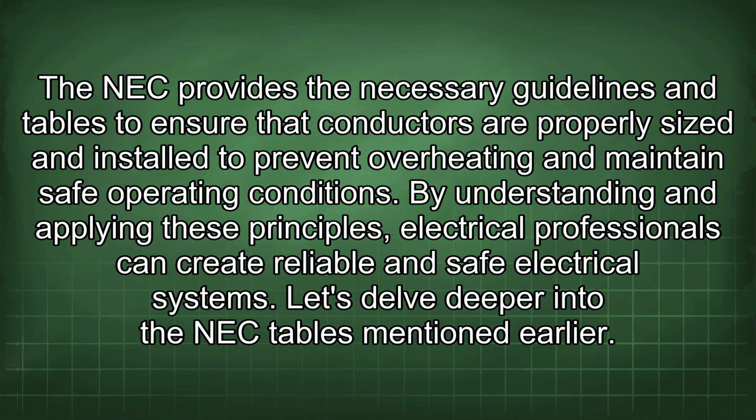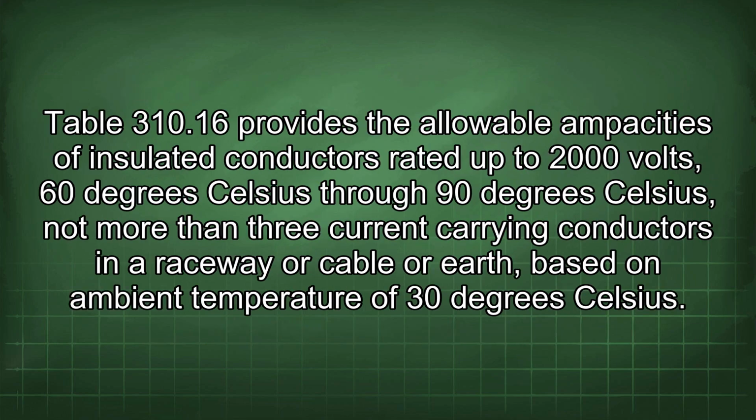Let's delve deeper into the NEC tables mentioned earlier. Table 310.16 provides the allowable ampacities of insulated conductors rated up to 2000 volts, 60 degrees Celsius through 90 degrees Celsius, not more than 3 current carrying conductors in a raceway or cable or earth, based on an ambient temperature of 30 degrees Celsius.